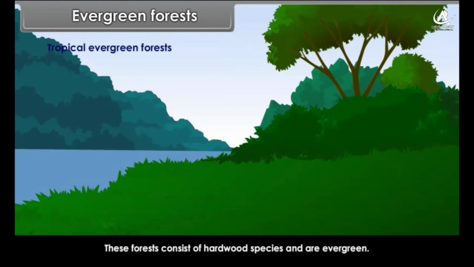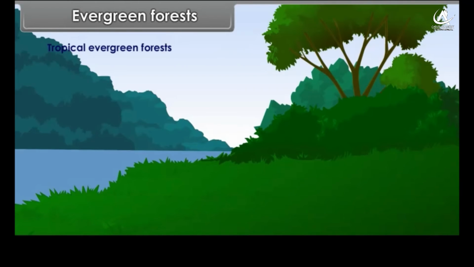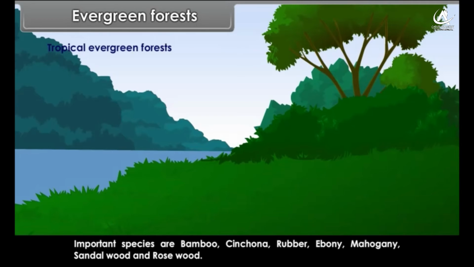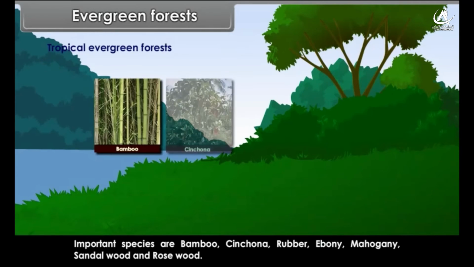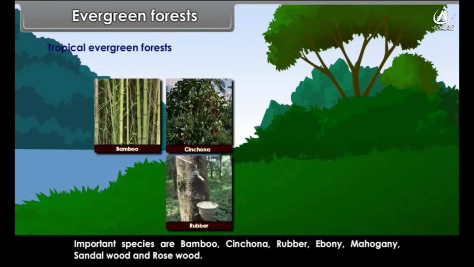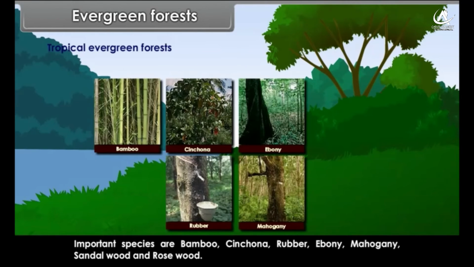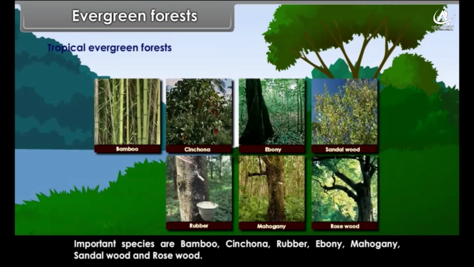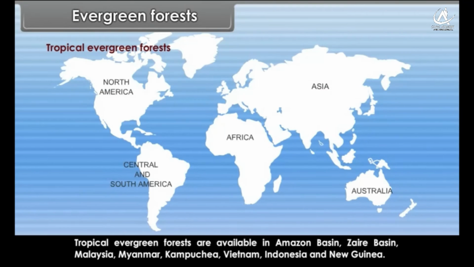These forests consist of hardwood species and are evergreen. Important species are bamboo, cinchona, rubber, ebony, mahogany, sandalwood and rosewood. Tropical evergreen forests are available in Amazon Basin, Zaire Basin, Malaysia, Myanmar, Cambodia, Vietnam, Indonesia and New Guinea.